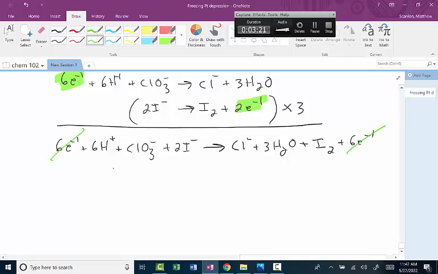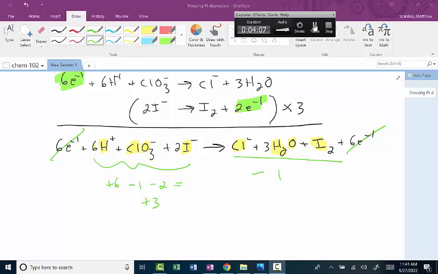And I should check everything. I got 6H pluses here. I got 6H's here, so H's balance. Chlorines balance. I got 1 and 1. 2 iodines, 2 iodines, and 3 oxygens and 3 oxygens. And if I want to check, I can check the charge on this. I am plus 6, minus 1, minus 2. That is plus 3 total here. And I am minus 1 here. Something's wrong.